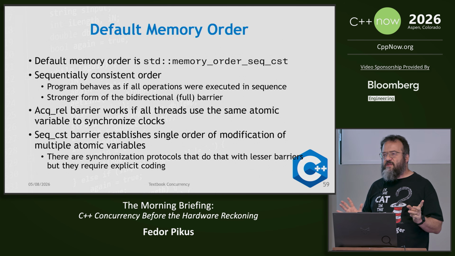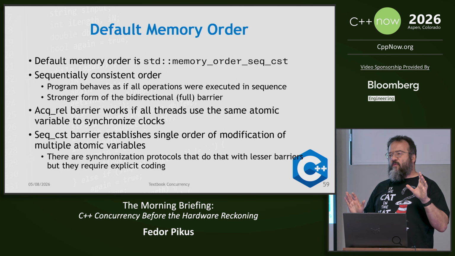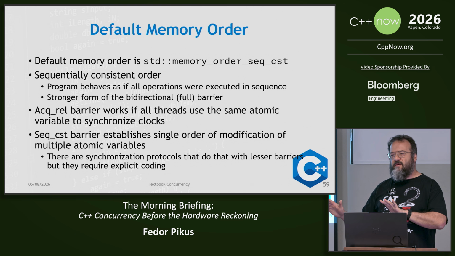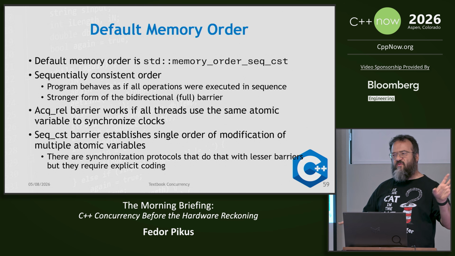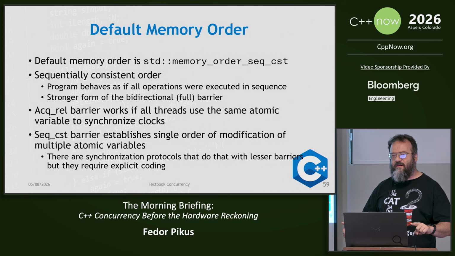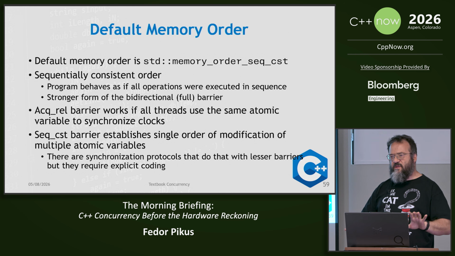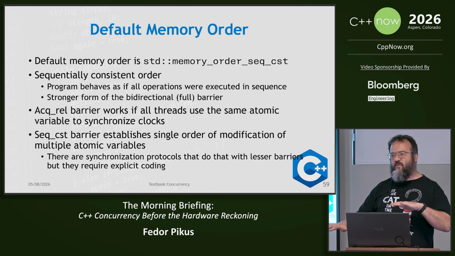In practice, what's the practical difference between acquire-release and seq_cst? Acquire-release gives you all of these guarantees. What happens before stays before, what happens after stays after, as long as you operate on the same atomic variable. If different parts of your program use different atomic variables to synchronize each other, seq_cst gives you a single consistent order. Just simple acquire-release does not.